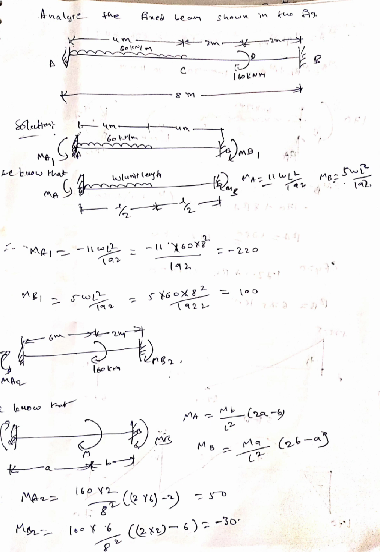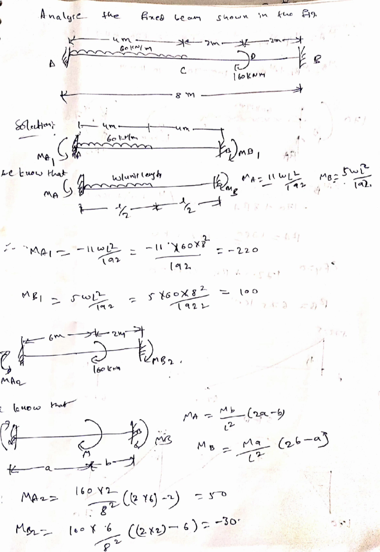Now in the second case, we will consider only the moment, removing the UDL, as shown in the figure. Now we know that for a fixed beam subjected to an eccentric couple, the fixed end moment formula is MA equal to M B by L square into 2A minus B, clockwise, and MB equal to M A by L square into 2B minus A, clockwise. So MA2 equal to 160 into 2 divided by 8 square into 2 into 6 minus 2 equal to 50. MB2 equal to 160 into 6 divided by 8 square into 2 into 2 minus 6 equal to minus 30.